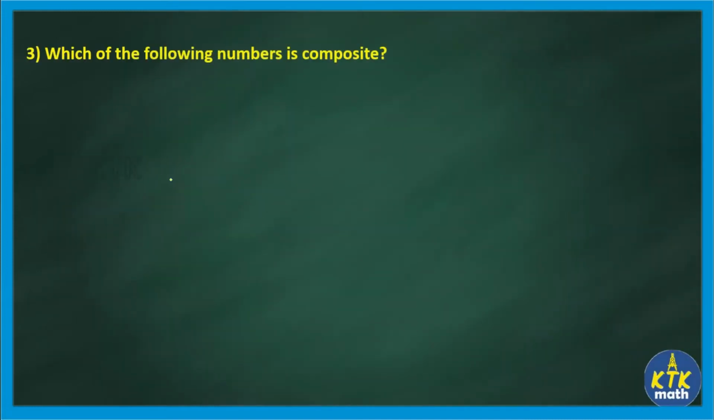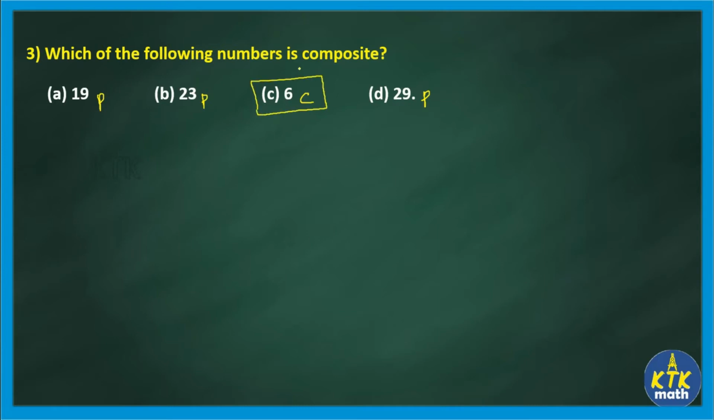Now question number 3, which of the following numbers is composite? So 19 is a prime number, 23 is a prime number, 6 is a composite number, 29 is a prime number. So you need to check all 4 options before finalizing your answer. Okay, so the question number 3 answer is option C, 6.